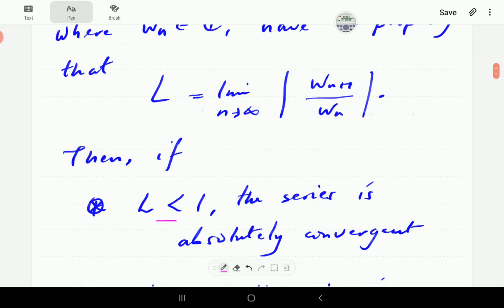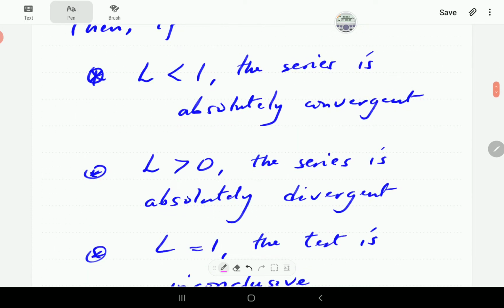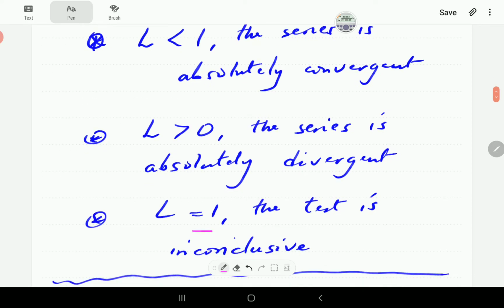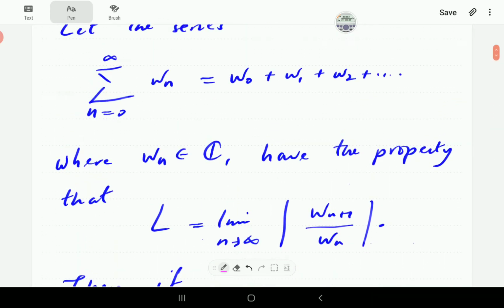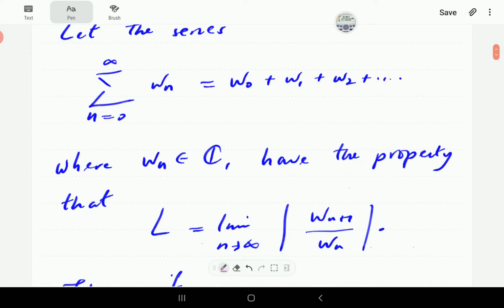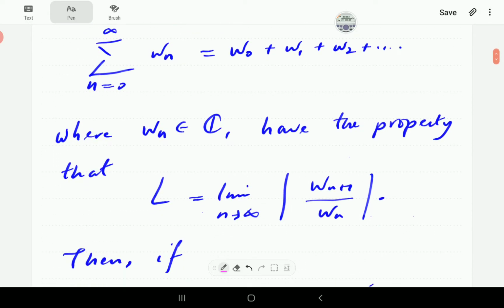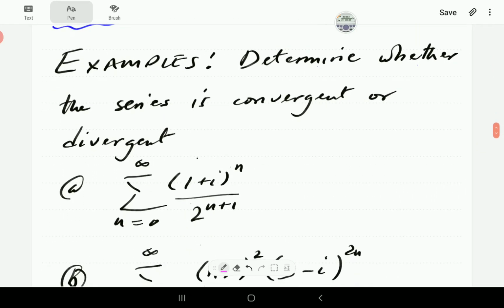Now, if L is less than 1, then the series is said to be absolutely convergent. If L is greater than 1, the series is said to be absolutely divergent. If L is equal to 1, then the test is inconclusive. In fact, the statement of the ratio test is exactly the same even for real valued series. So let's look at a few examples.